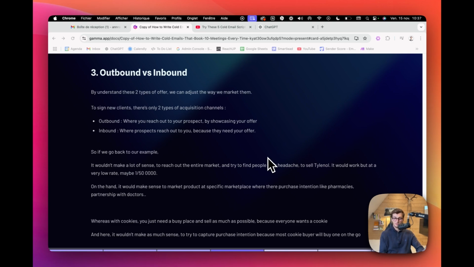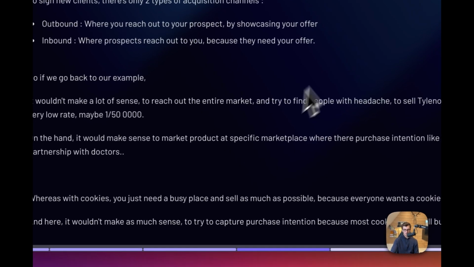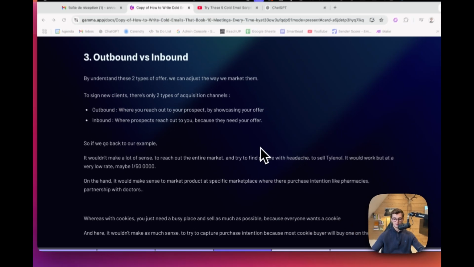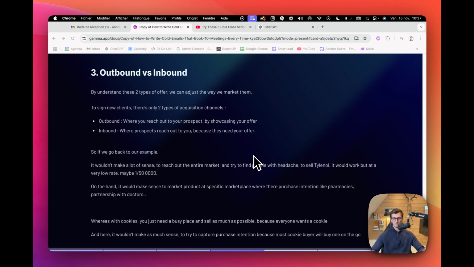As an example, if people have a headache, where would they go? They would go to the doctor, they would go to the pharmacy. And we know when someone goes to the pharmacy, there's a big chance that they have some symptoms or something. So this would be a perfect place to sell our product without having too much effort. On the other hand, if we take the example of cookies, you just need a busy place and as much traffic as possible because everybody wants a cookie.